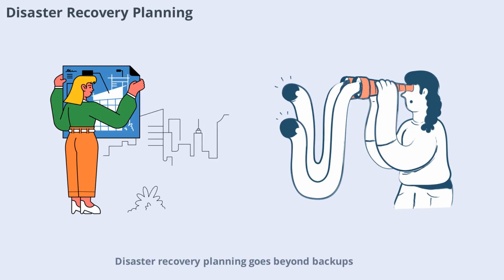Disaster recovery planning goes beyond backups. It involves creating a comprehensive strategy to restore IT operations after a major incident. This includes identifying critical systems, defining recovery priorities, and establishing communication protocols. A well-designed disaster recovery plan ensures that organizations can resume operations quickly and minimize losses.